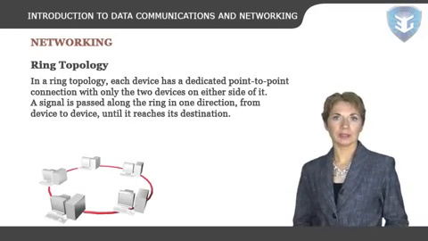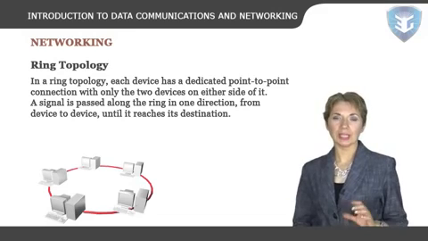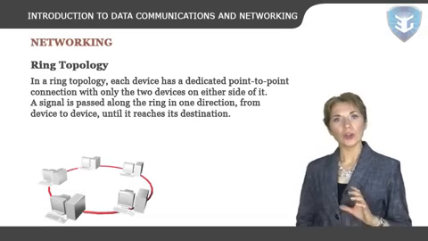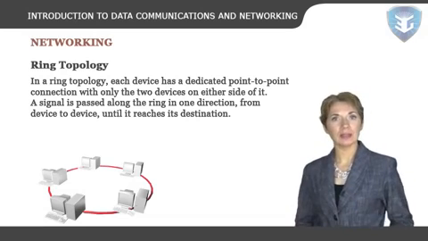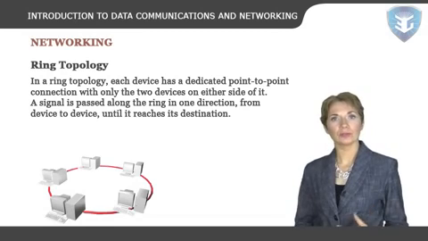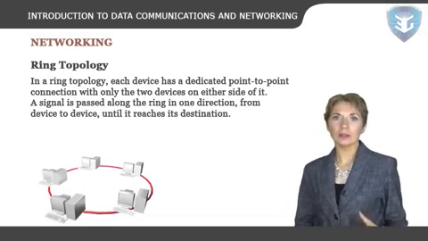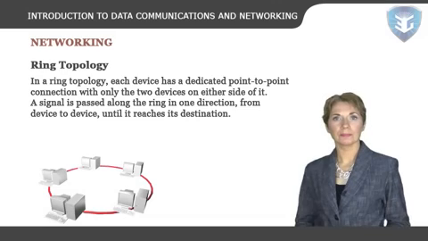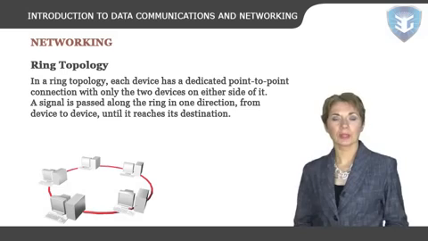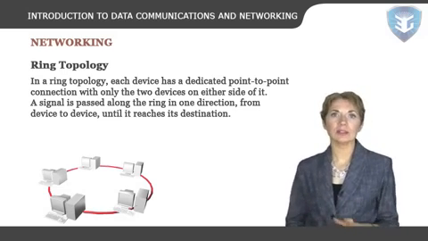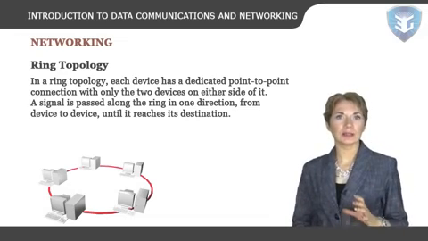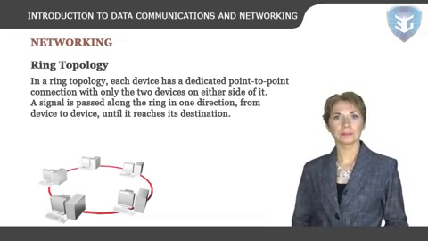Ring topology. In a ring topology, each device has a dedicated point-to-point connection with only the 2 devices on either side of it. A signal is passed along the ring in one direction, from device to device, until it reaches its destination. Each device in the ring incorporates a repeater. When a device receives a signal intended for another device, its repeater regenerates the bits and passes them along.